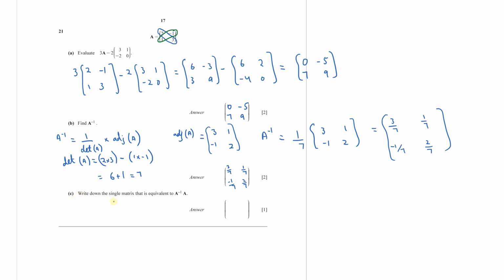Part C is write down the single matrix that is equivalent to A inverse times A. So you don't need to actually calculate this. You don't need to multiply A inverse with A to get the answer. You know that when you multiply the inverse of a matrix with the matrix itself, you get the identity matrix, which is 1, 0, 0, 1. So this will be your answer here.